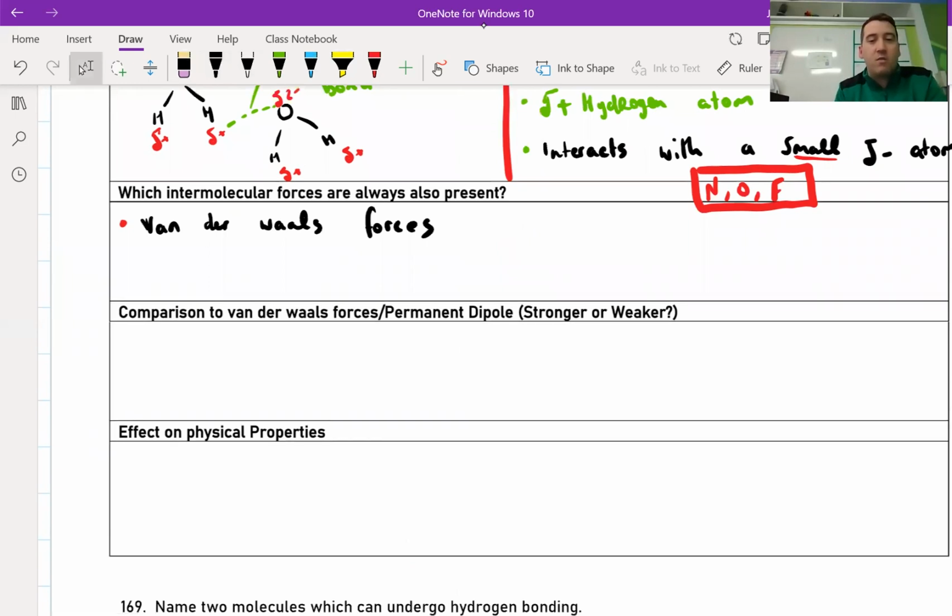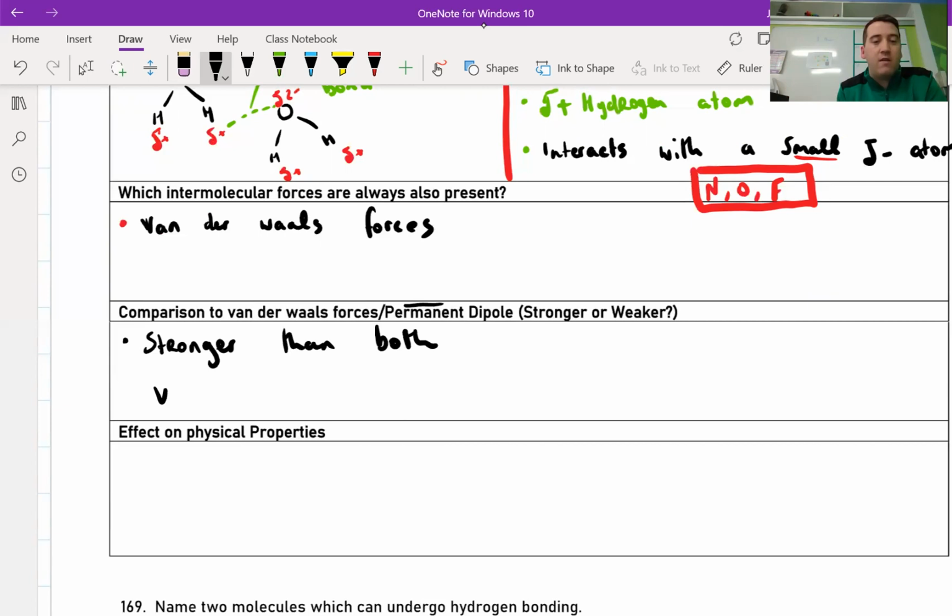Comparison to van der Waals forces or permanent dipole: are they stronger or weaker? Permanent dipole is just dipole-dipole forces. Is this hydrogen bond stronger or weaker than them? Pause the video, write down the answer. What you should have said here is they are stronger than both.